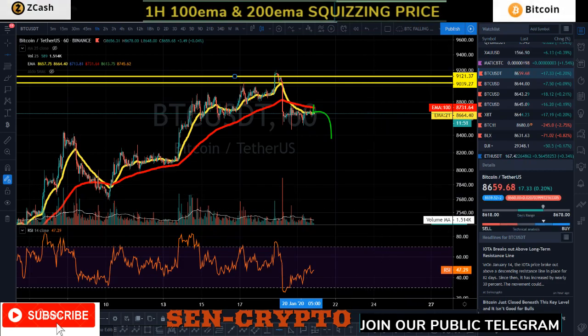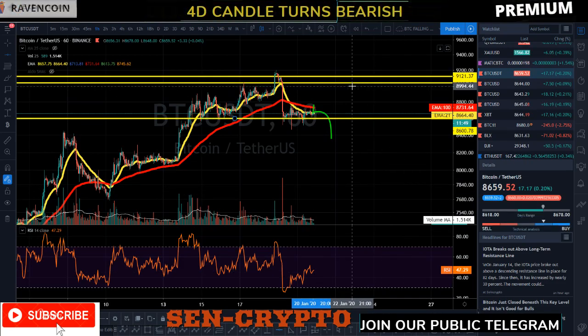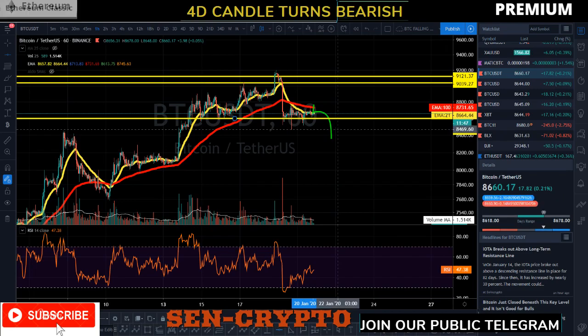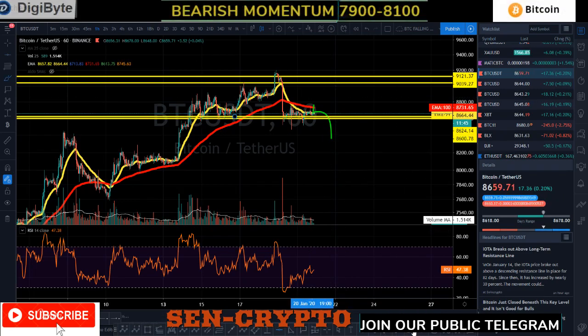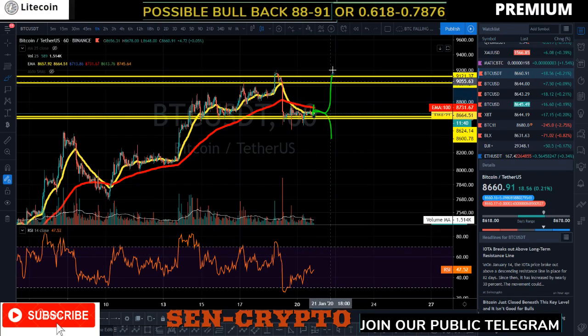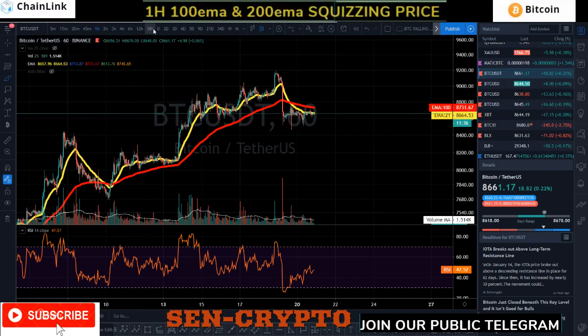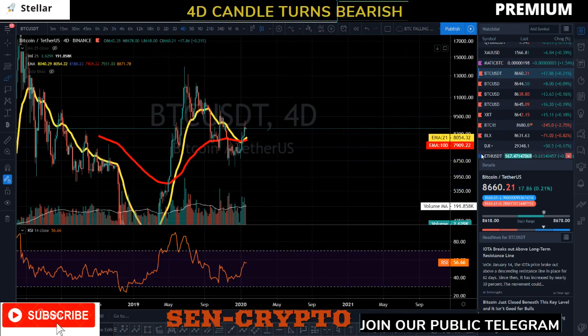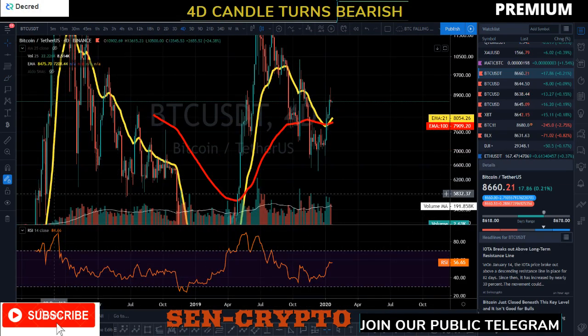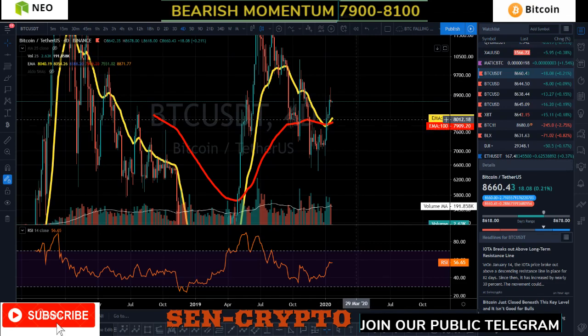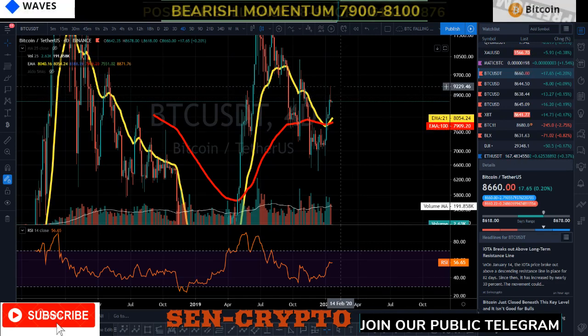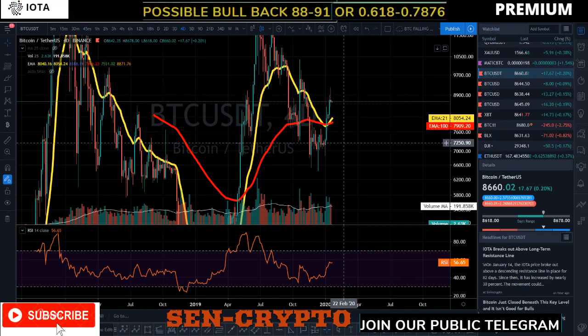Okay, we could definitely get a nice pullback with a very heavy volume. Could be a low volume too, okay, from this area, and then get rejected right away, right? Because remember, the 4-day chart just started, and the last 4-day chart got rejected. So I don't see how BTC is going to be pumping above 9200 within the next 4 days.